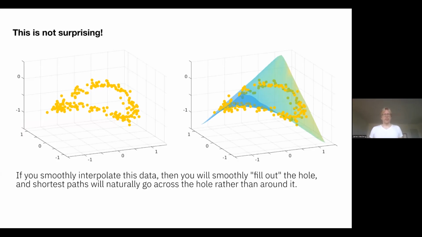But if you think a little bit about it, this is not surprising at all, because what the variational autoencoder does is that it tries to take a Euclidean plane and deform it such that it interpolates your data. And what that means is that it will try to smoothly interpolate across whatever holes you might have in your data manifold. And since we regularize these models quite a bit, they actually are quite smooth, even across holes. And that means that shortest paths will naturally be attracted to these very smooth regions. So shortest paths will naturally cut across holes rather than walk around them.